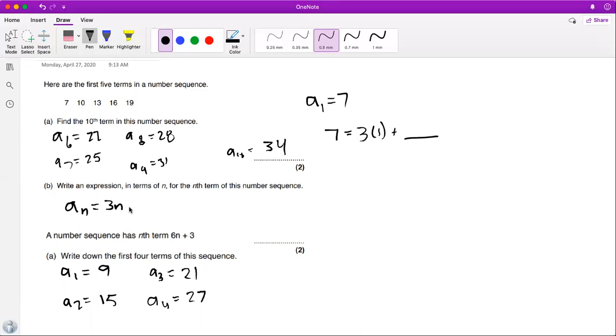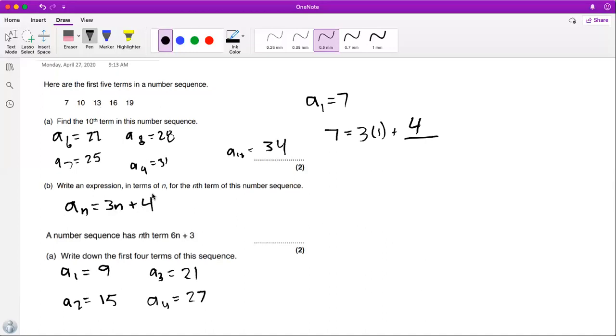So a sub n is 3 times n plus something. In this case, a sub 1 is 7. Is 3 times 1 plus what number? Well, 3 plus 4 is 7. So I put a 4 here. And I can kind of try it. Does that work? It's a good guess. So when n is 2, 3 times 2 is 6 plus 4 is 10. That worked. When n is 3, 3 times 3 plus 4 is 9 plus 4 is 13. That works. This looks like it's going to work.